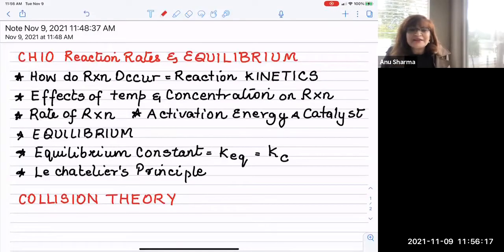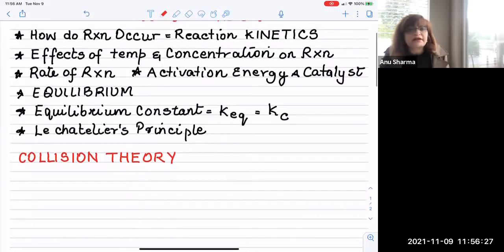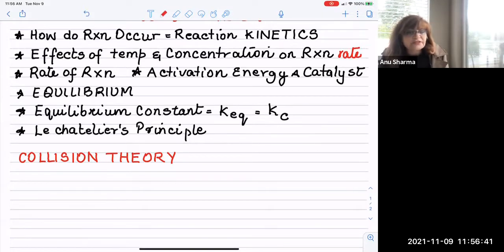Hi guys. Okay, so now we are starting this next chapter, reaction rates and chemical equilibrium. It's a small chapter, but very interesting. First of all, we will try to understand how the reactions occur. This is reaction kinetics. And what are the effects of temperature and concentration on the reaction rate of a reaction. Okay. And then the activation energy, the catalysts, and then what is the concept of equilibrium.